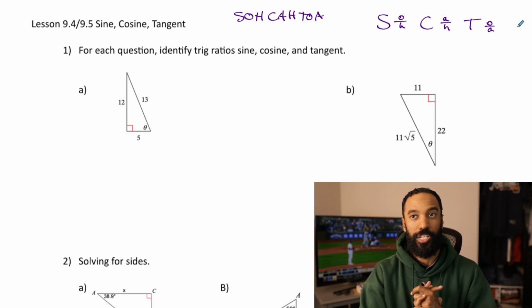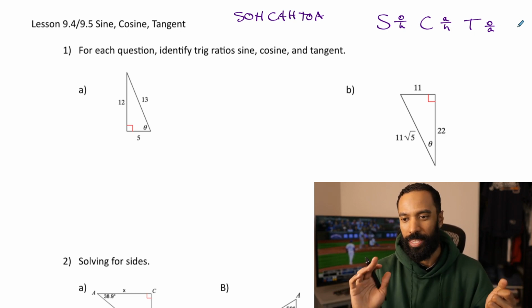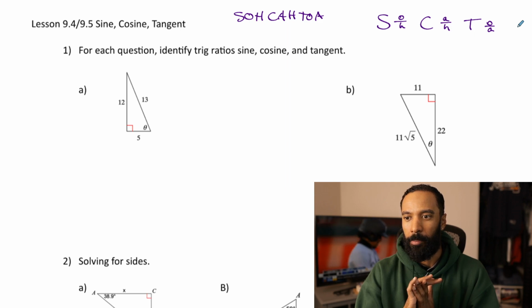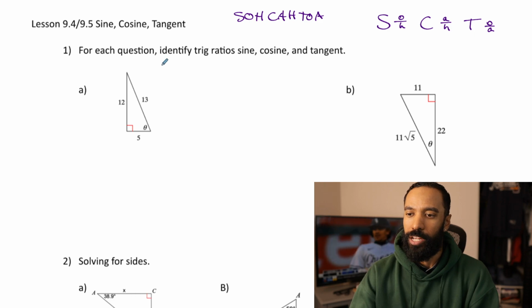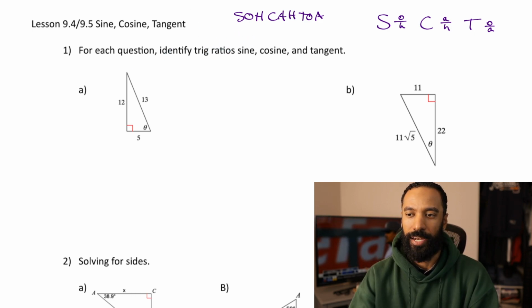I'm not going to go deep into the teachings as to why. You've seen it before, hopefully. If you're on the Are You Ready portion, you just want to see if you can get the answers right. Let's go ahead and come up with what they want us to do. For number 1, parts A and B, for each question, identify trig ratios: sine, cosine, and tangent.